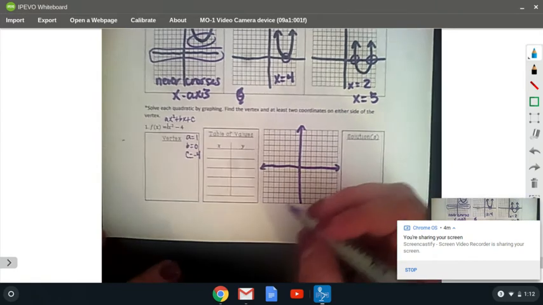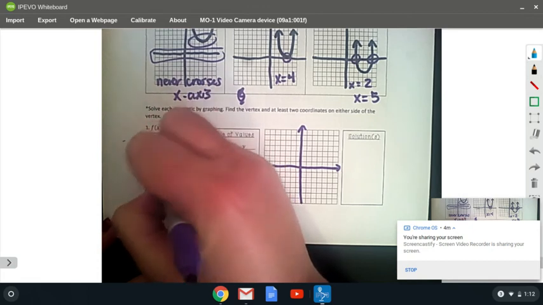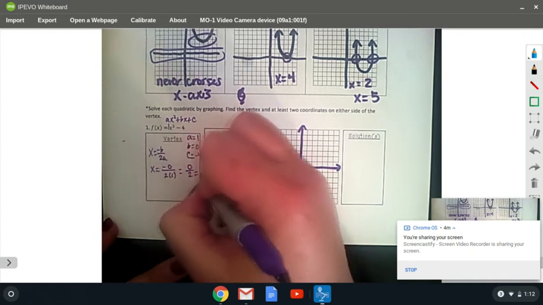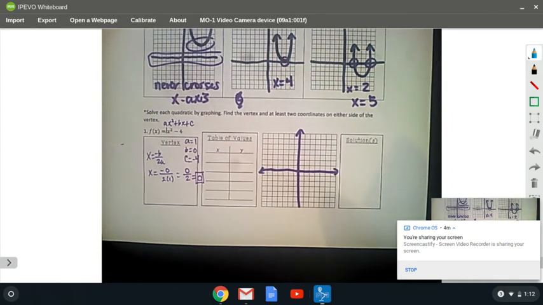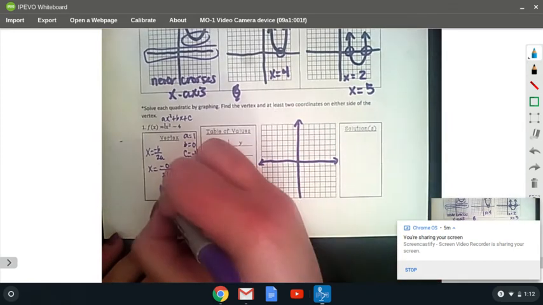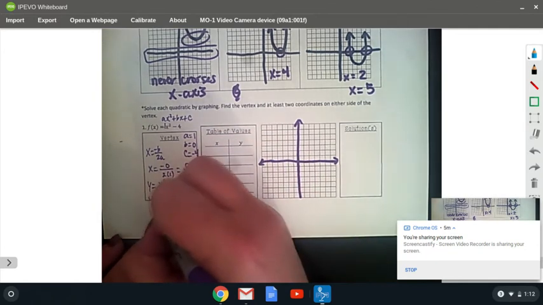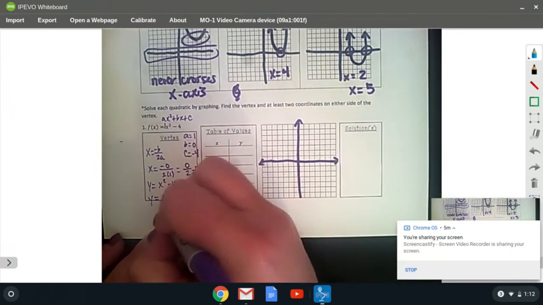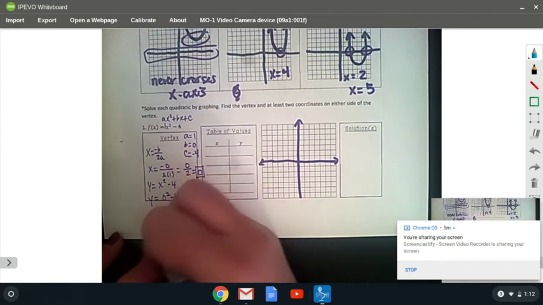Now, if I want to find the vertex of this, I have to do x equals -b over 2a. So that would be -0 over 2 times 1. So that would be 0 over 2, which is just 0. 0 over anything is 0. Now, to find the y value of the vertex, I got to plug that 0 into my original equation, just like we did last topic. So now 0 squared is 0 minus 4. I'm left with -4 as my y.